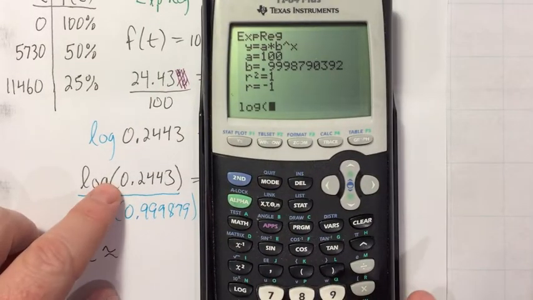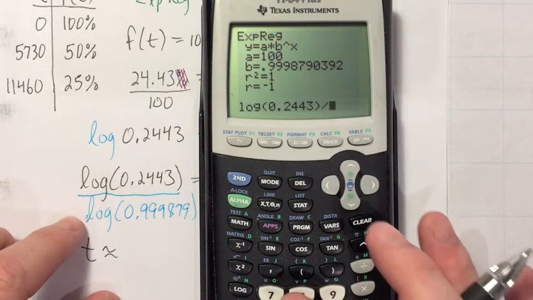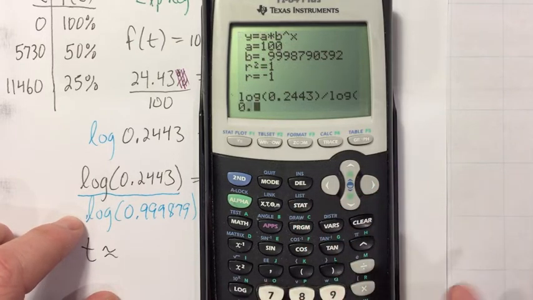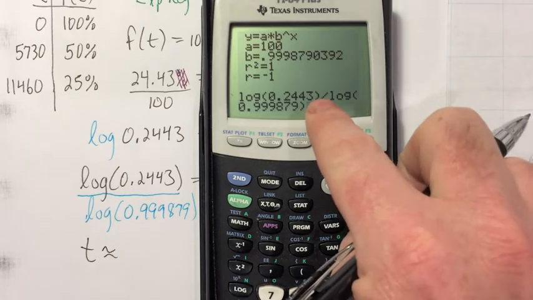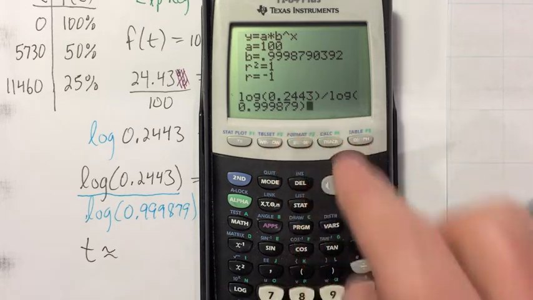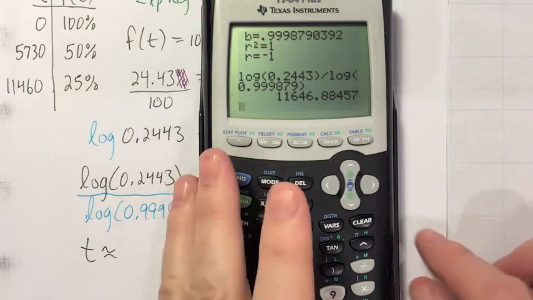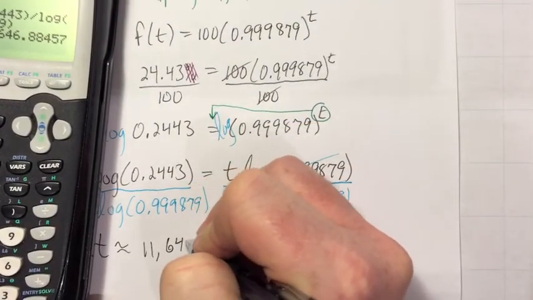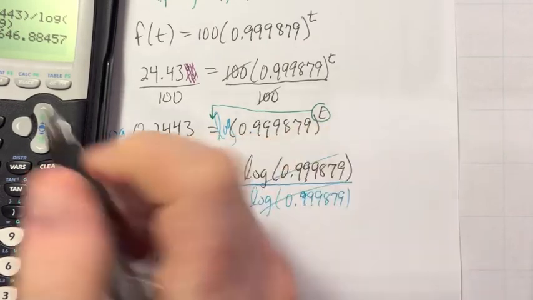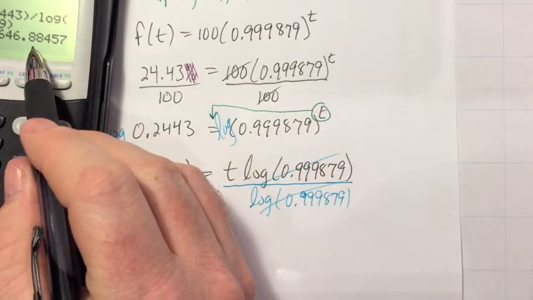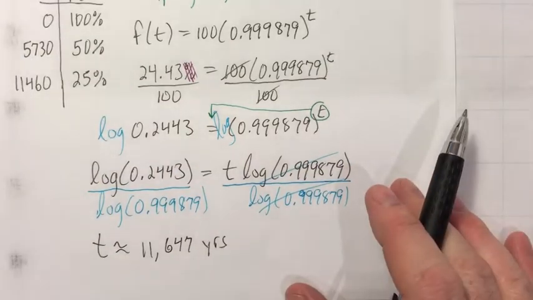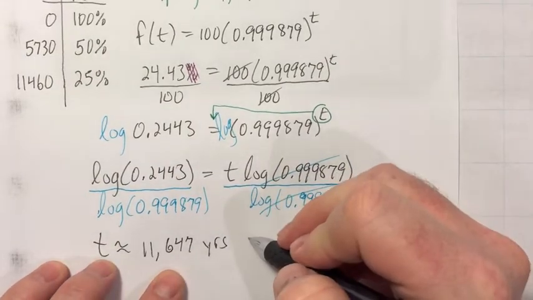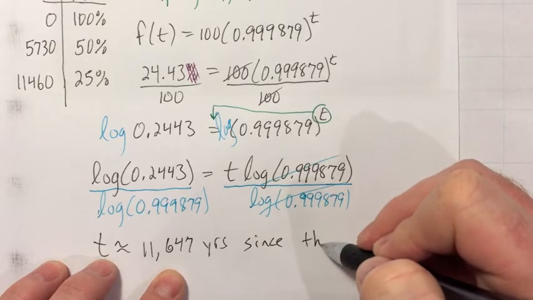So log of 0.2443 divided by the log of that number, and make sure I ended parentheses on the first log and on the second. So we have, rounded to the nearest year, 11,647 years, because the 6 gets rounded up because of the 8. So about 11,640 years since the ice sheet advanced.